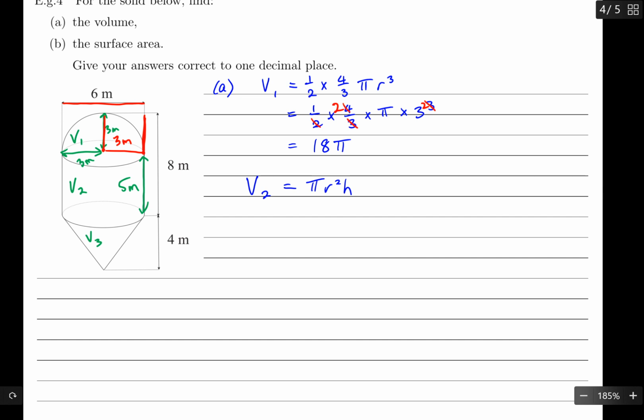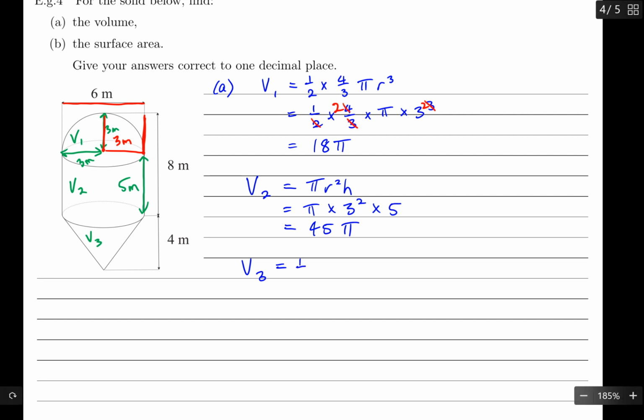All right, so we're good to go, I think. We've got pi, r equal to 3, and h is 5. So 3 squared is 9, and 9 times 5 gives me 45 pi. Okay, we're almost there. V3 is a cone down the bottom.